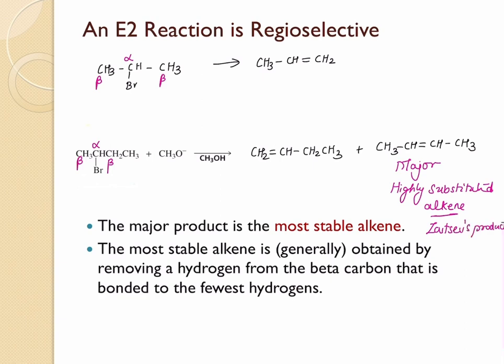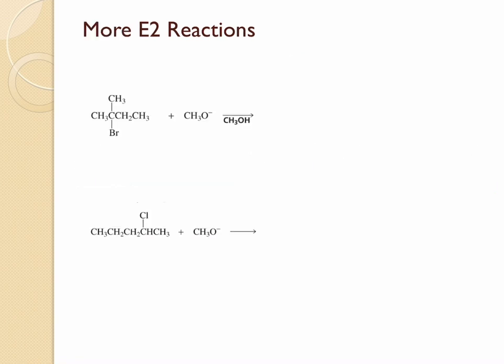So if you want to find out what the major product is, all you're going to do is find the beta carbon which has the fewest number of hydrogens, pull the hydrogen from that carbon, and form the double bond between that carbon and the adjacent carbon to form the product. Let's do some more examples here.